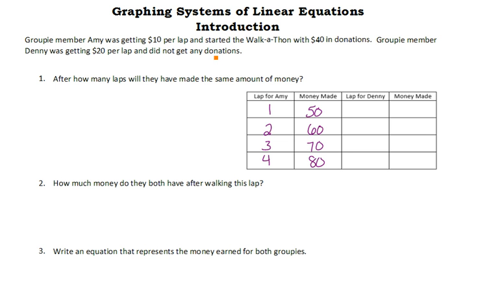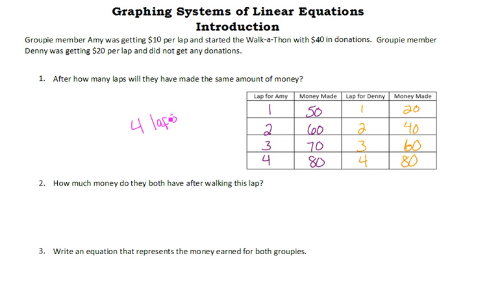Looking at Denny, he is only getting $20 per lap. He didn't get any donations. So after lap 1, he's at his $20. And then we're just going to add on $20 per lap. And look at that. That's when we stop, because after those 4 laps, it looks like they have made the same amount of money. So question 1, after how many laps? 4 laps.